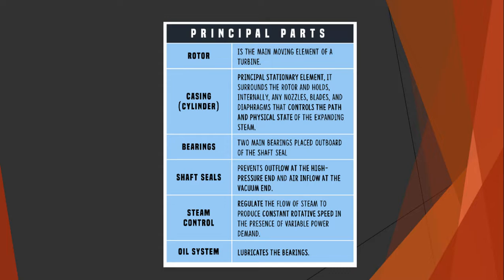Shaft seals prevent the outflow of steam at the high pressure end and inflow of air at the vacuum end. Steam control regulates the flow of steam to produce constant rotative speed in the presence of variable power demand. Oil system lubricates the bearings. Next, next po.